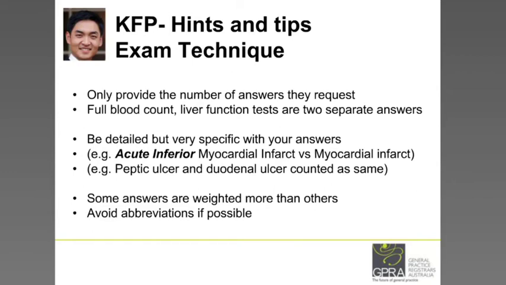So if you were referring to an ECG and you identified that there was ST elevation, for instance, in the inferior leads, then you should put the diagnosis as an acute inferior myocardial infarct, depending on the clinical stem as well. This is, again, for example, distinct from something like just writing myocardial infarct, which might get you half the marks, but not all of the marks.